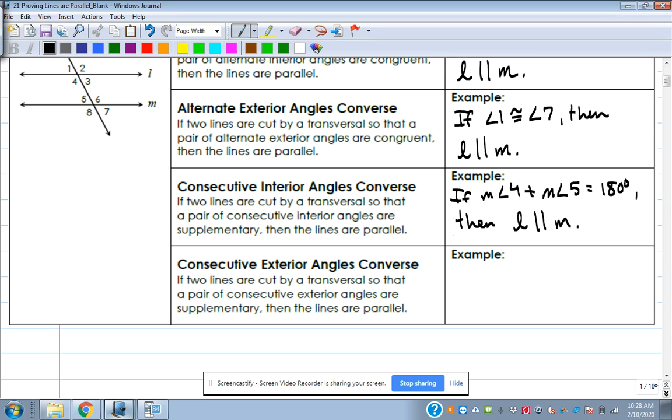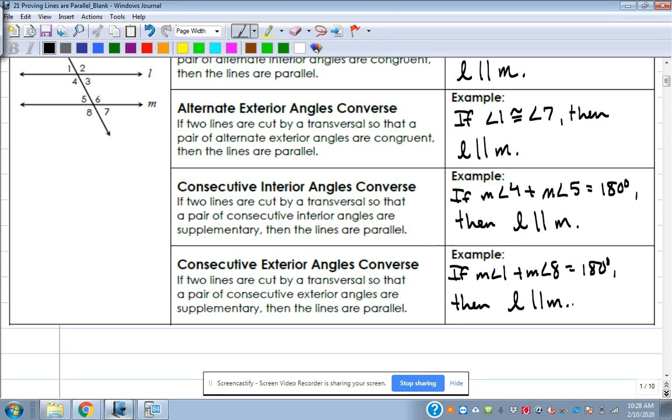What about consecutive exteriors? Same thing. So give me a pair of consecutive exteriors. 1 and 8 or 2 and 7, either of those. So if the measure of angle 1 plus the measure of angle 8 equals 180 degrees, then line L is parallel to line M.